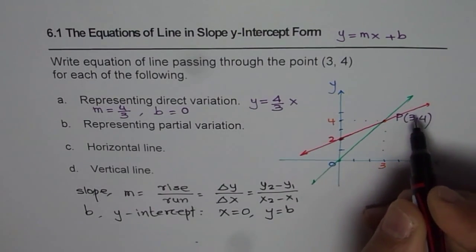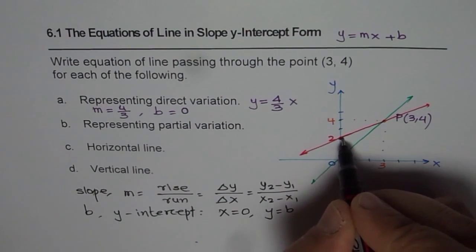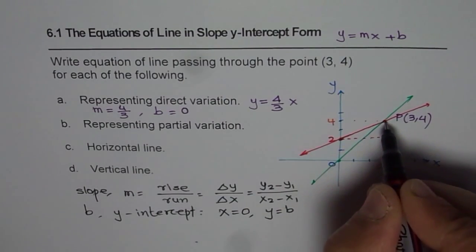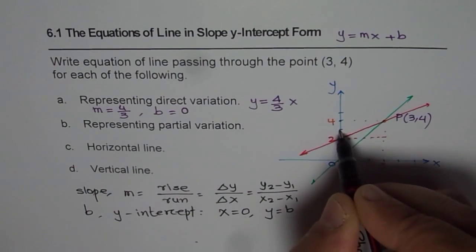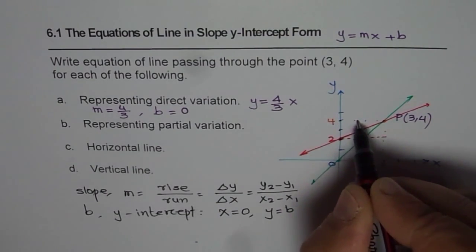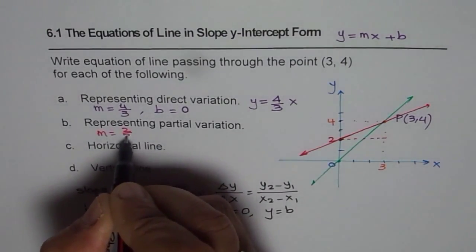So that is the line. In this particular case, what is the slope? To find the slope, we have to see rise over run. So the rise from here is, if you see this point, 1, 2, and run is again 3. So slope here is 2 over 3.